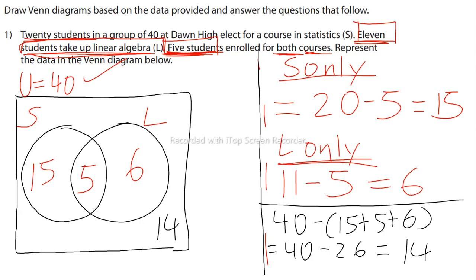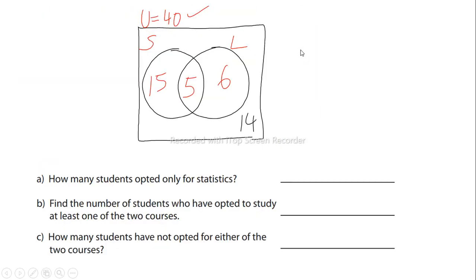Why did you subtract everything with 5? Why did you use 5 to subtract numbers? Good question. Let me tell you why I use 5. Because they're saying that 5 students enrolled in both courses. So if 5 students enrolled in both, let's look at something like this.